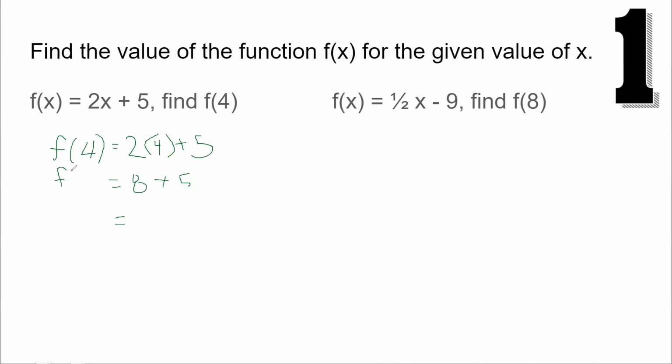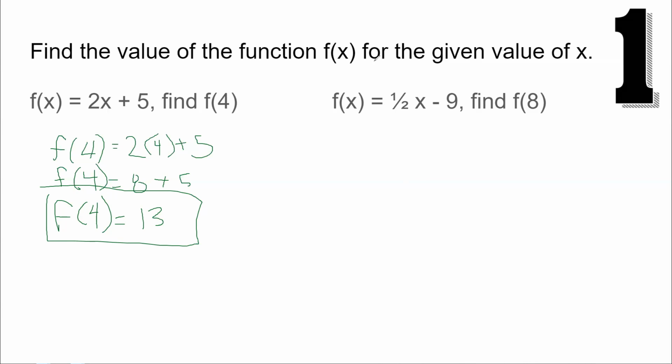Let me copy this all down. And then we're going to add those 2 together. 8 plus 5 gives me 13. And so I've simplified this equation, and I'm saying for my final statement that f of 4 equals 13. And that's going to be my final answer.